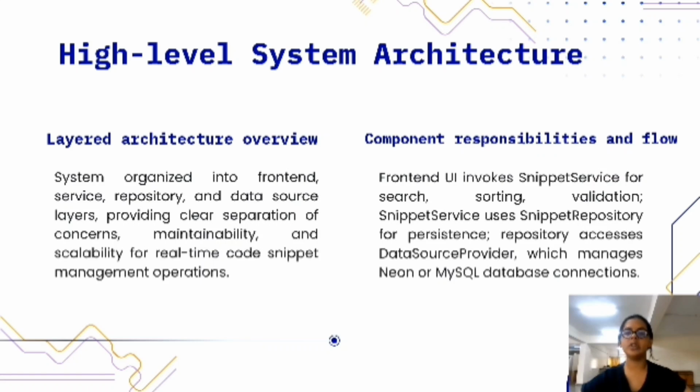Front-end is built using Java Swing and it handles the user interaction. Second, service layer contains the business logic. It processes requests like search and save. Third, repository layer handles the database operations. And fourth, data source layer connects to databases like MySQL. So the flow is user to user interface, then service, then repository, then database, and then response back to the user interface. This separation improves maintainability, scalability, and performance.